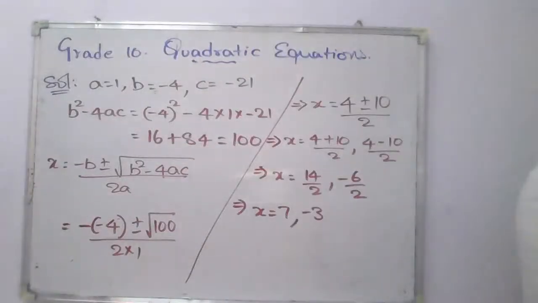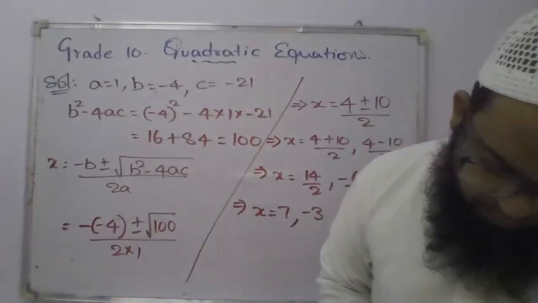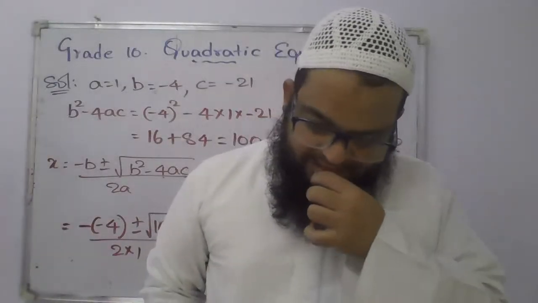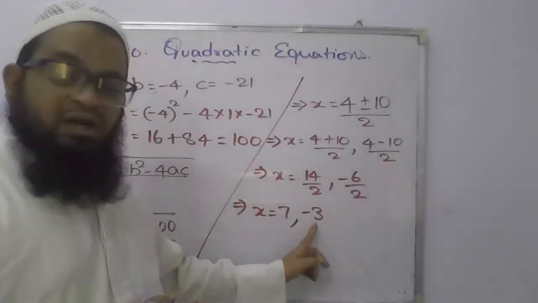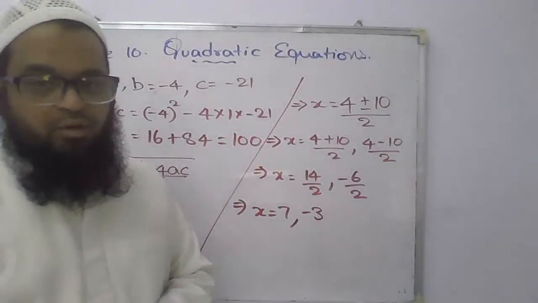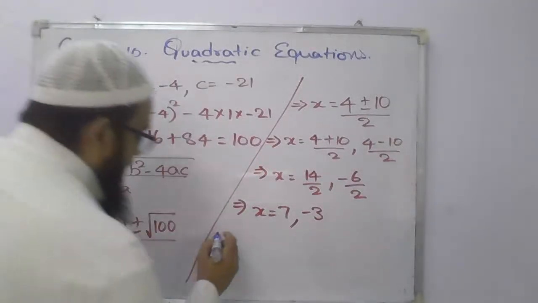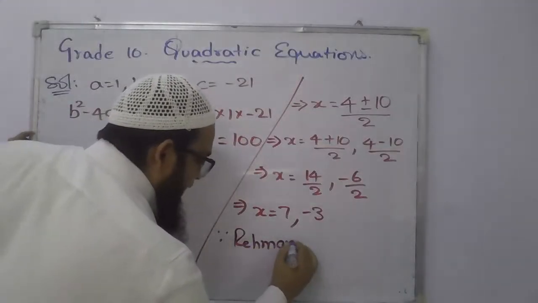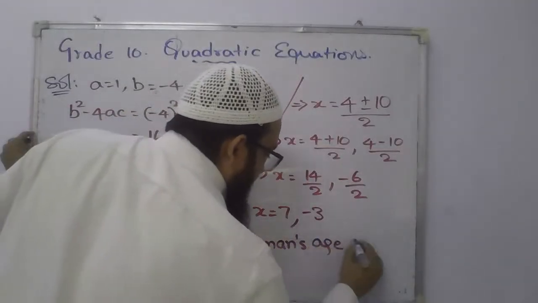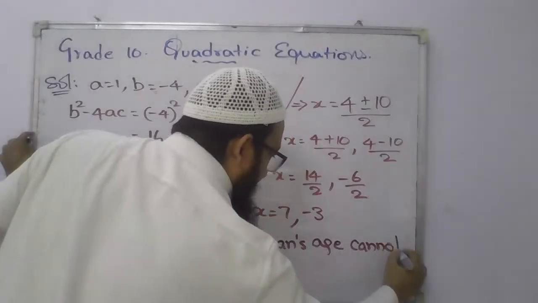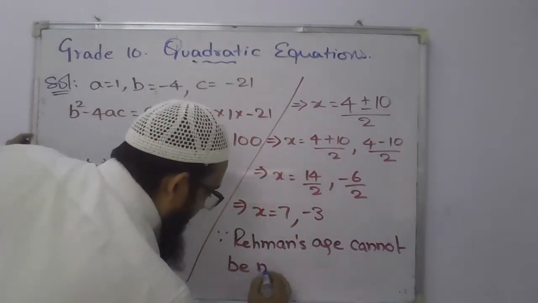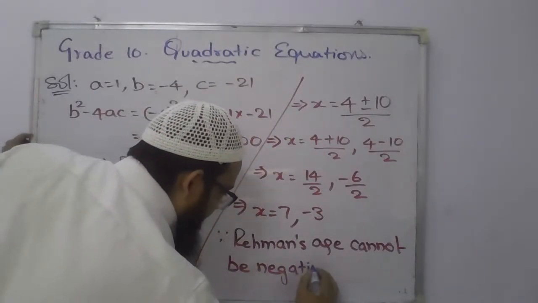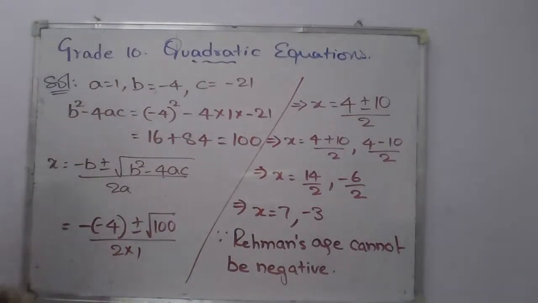So what did you think of x, my dear students? This problem was about Rahman's age, right? So Rahman's age, can it be negative? No, it cannot be negative. So therefore, you write since Rahman's age cannot be negative.